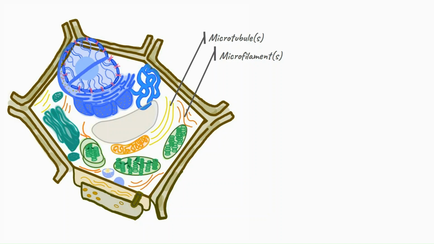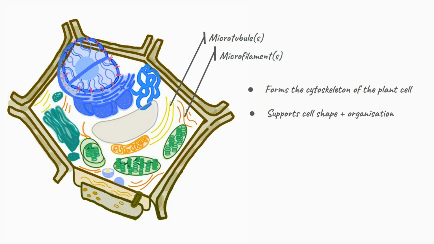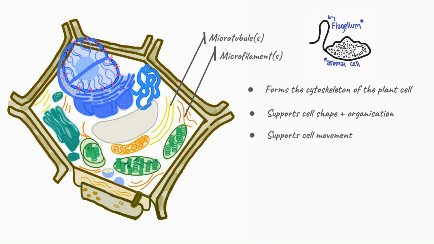Okay, so in the plant cell, microtubules and microfilaments form the cytoskeleton of the cell. Note for later in this video that this is different for animal cells. The cytoskeleton reinforces and supports the cell's shape and organization of the different components. It also functions in cell movement. Usually this is the function of microfilaments only. As an example, microfilaments are involved with muscle contraction in animal cells. Down to a cellular level, microfilaments are involved with cell movement through the flagellum organelle.